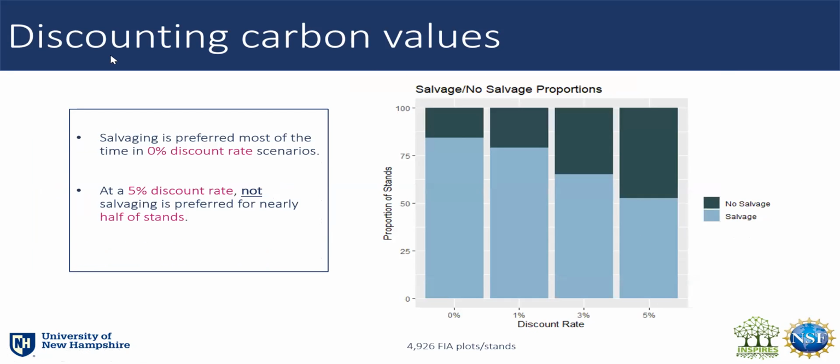Looking at the proportion of plots, we used the same FIA plots from Gunn et al., those roughly 5,000 plots in the Northeast. At a 0% discount rate, choosing to salvage is preferred at over 75% of plots. Then as you increase the discount rate to 5%, a greater proportion is preferred for not salvaging as well. So it's almost a 50-50 trade-off between choosing not to salvage or salvaging at plots across the Northeast.